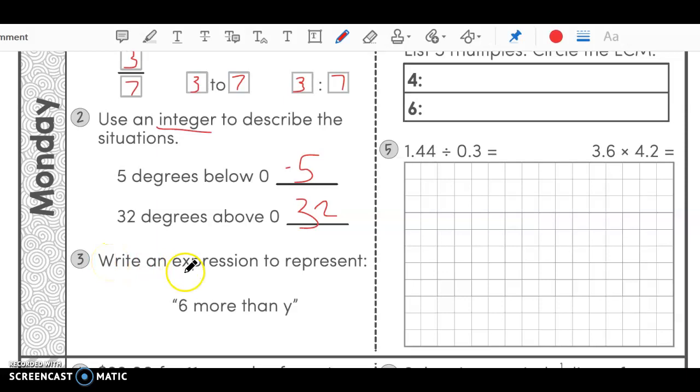Number 3, write an expression to represent 6 more than y. Well, we can write 6 add y, which this way does say 6 more than y, but the correct way to do it would be having y and then having 6 more than y. We have y, and then we have 6 more than it. But really, with addition, either of these would give you the correct answer, but this is the one that leads us to 6 more than y. But this one is also 6 more than y.